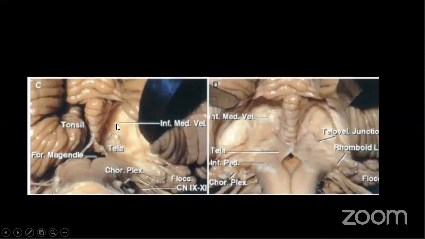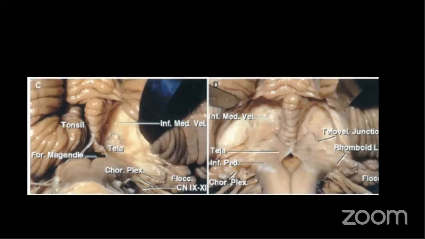Now, this is the approach from behind. We are approaching the roof of the ventricle from behind. And this is inferior medullary velum, and these are the tela choroidea. One thing I would like to emphasize is that when we are doing a posterior approach, we are approaching the fourth ventricle via lower slope of the roof of fourth ventricle.